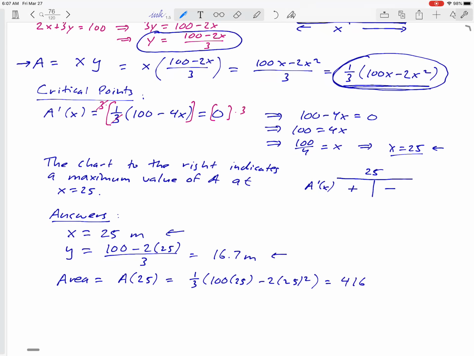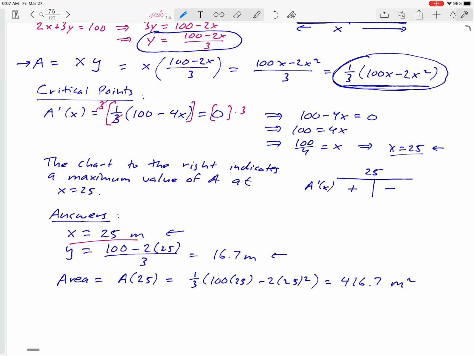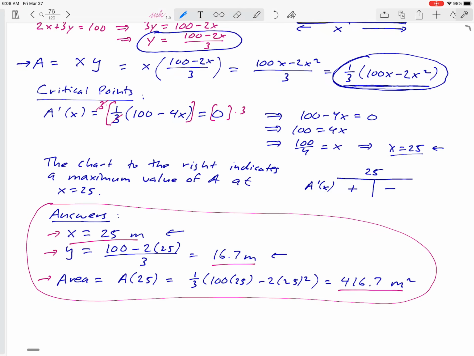Okay, and again, you can substitute these numbers in yourself and just confirm that that all works out to 416.7 if we round off. What would the units on this number be? Okay, well in this case, since our lengths are in meters, we should be getting area in meters squared. Okay, and so to summarize, we are looking at our three answers. The dimensions of the field, that's the x and the y, and then the area of the field is the last calculation. And we are done.